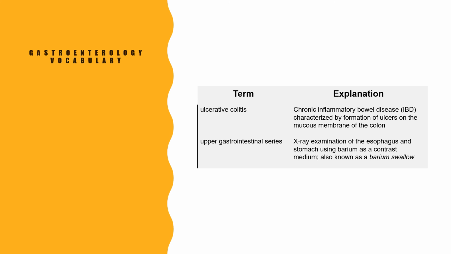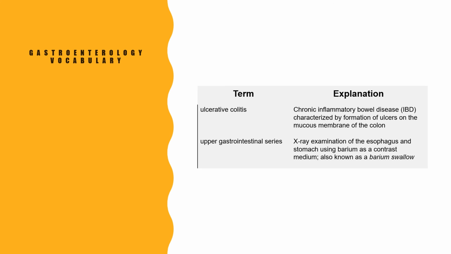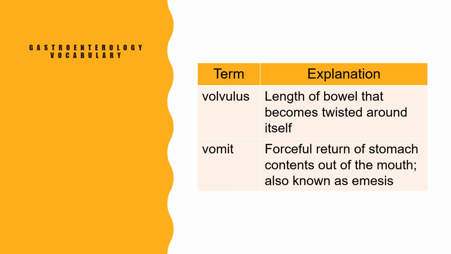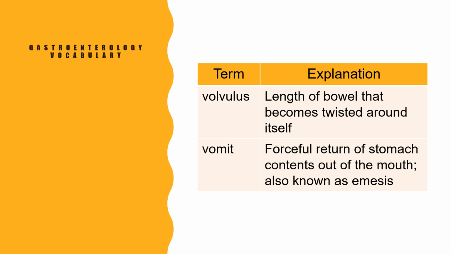An upper gastrointestinal series is the X-ray examination of the esophagus and stomach using barium as a contrast method. It's also known as a barium swallow. A volvulus occurs when a length of bowel becomes twisted around itself. Vomit is the forceful return of stomach contents out of the mouth, also known as emesis.